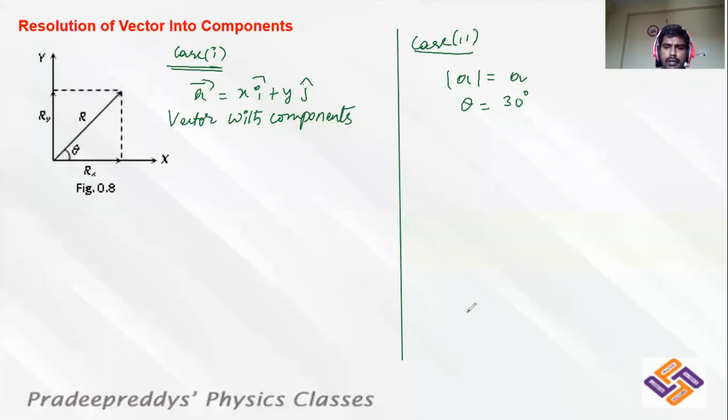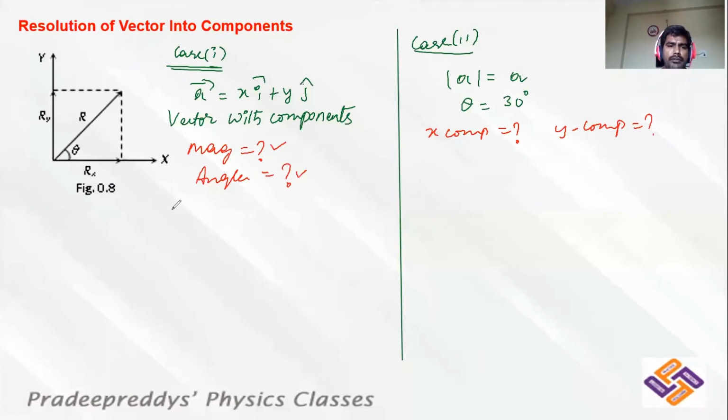So in this first case, we do not know the magnitude. The angle made by the vector we do not know. In the second case, we know magnitude and angle. X component we do not know. Y component we do not know. Right? So it is vice versa. If components of the vectors are given to you, you can find out magnitude and angle. If magnitude and angle are given to you, you can find out x component and y component. It's a very simple technique. So how to find out magnitude here?